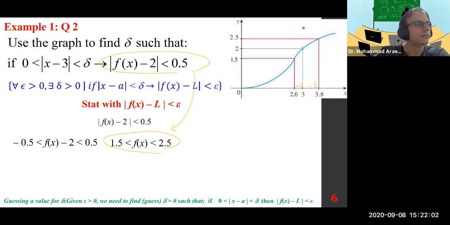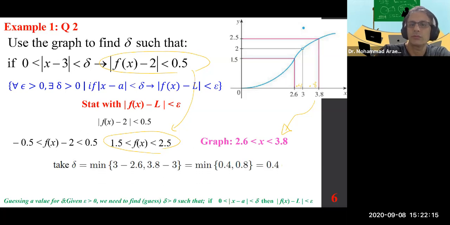So you want to look at the graph. This is what we have, but ultimately, this one is 2.6. We have to calculate the delta. There are two different values. You go with the smaller of the two.